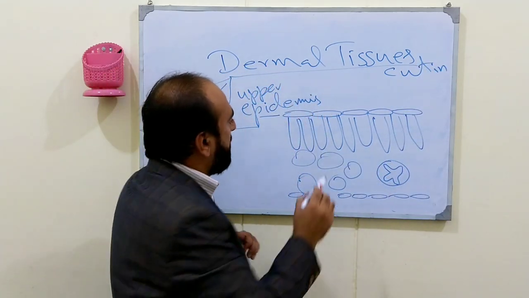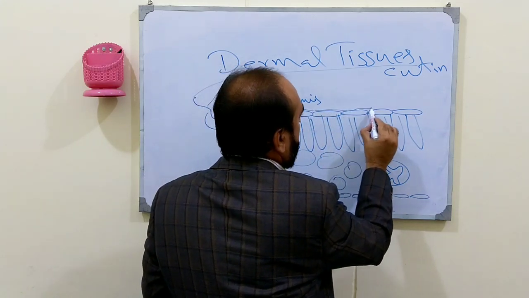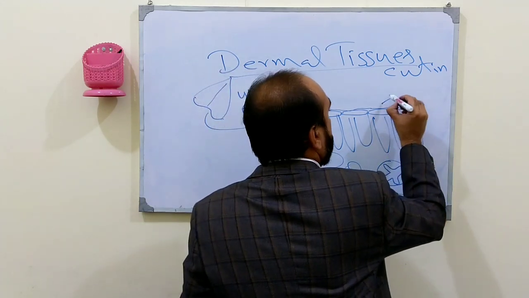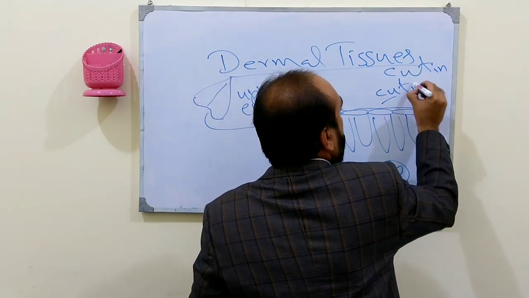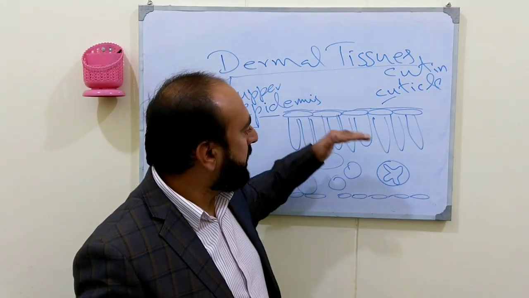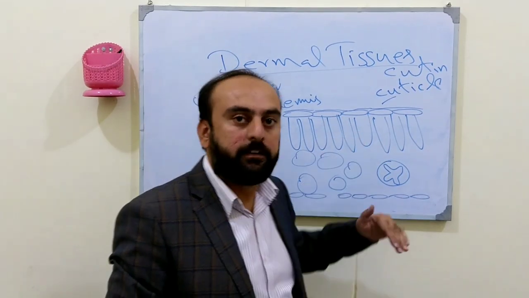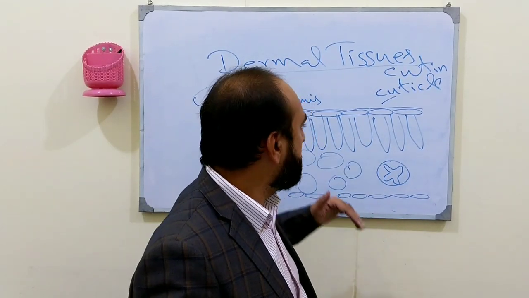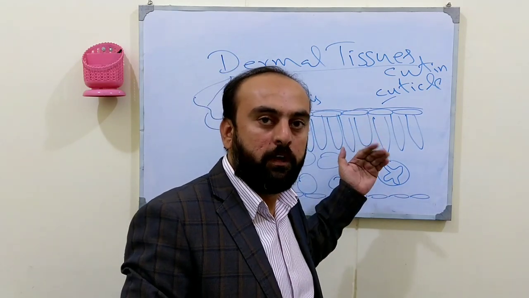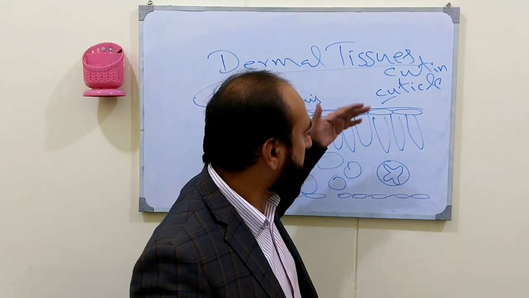This cutin helps the formation of another protective layer above the epidermis, that is called as cuticle or cuticular membrane. This cuticle prevents the loss of water and prevents the entry of pathogens. So it keeps water in and microbes out. Water within the plant and microbes or pathogens outside the plant.